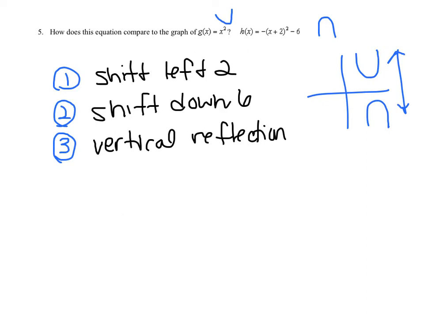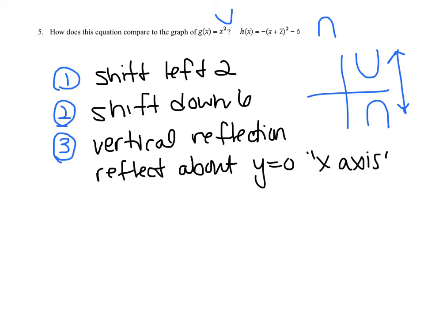So vertical reflection would be another transformation between the two. Another one you can say is it reflects about y equals 0, or they could have also said the x-axis. So remember, there's all sorts of different ways to say that.